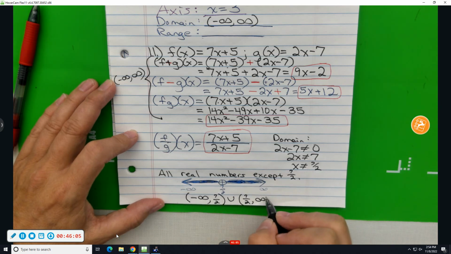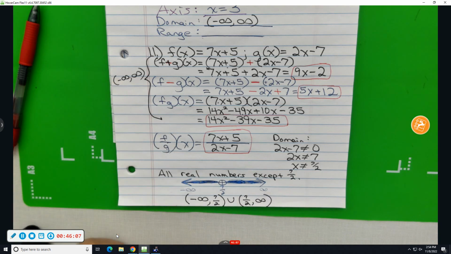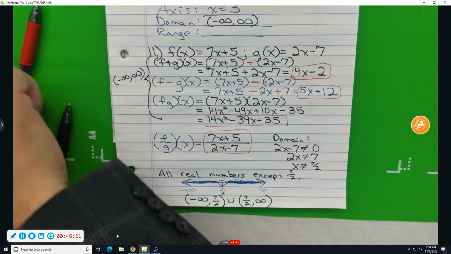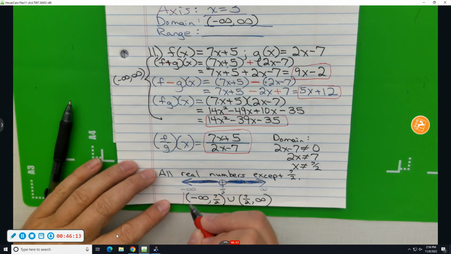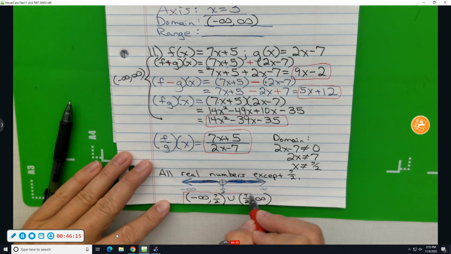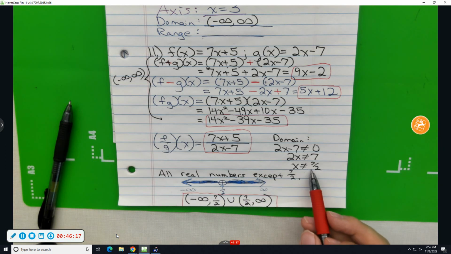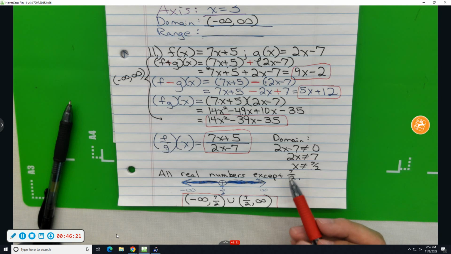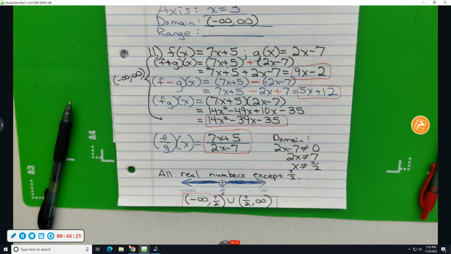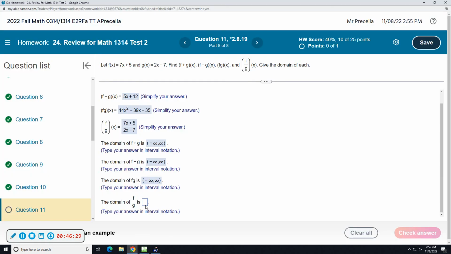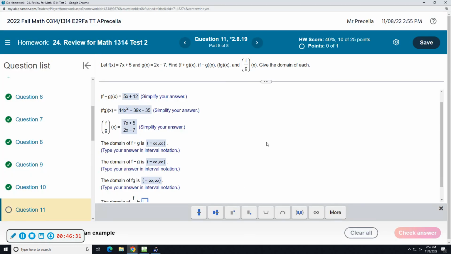Maybe I should be saying right parenthesis, left parenthesis, and right parenthesis. Any questions there? Any questions on our logic? You can't allow the denominator to be 0. X can be anything other than 7/2. Let's type that into my math lab. Then we'll take a break, because my voice is going out.